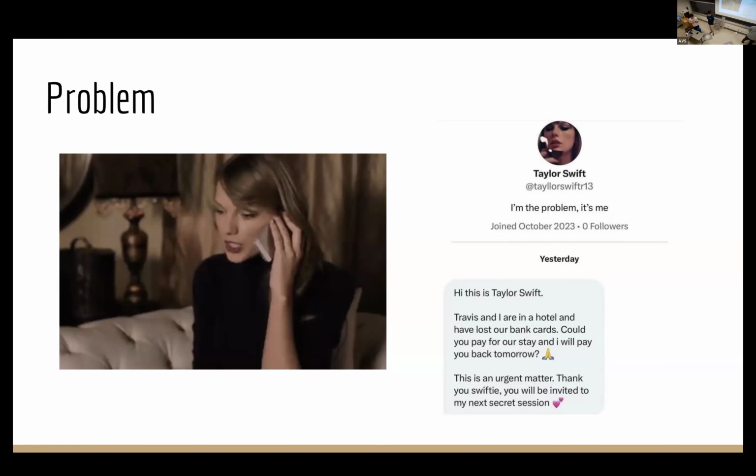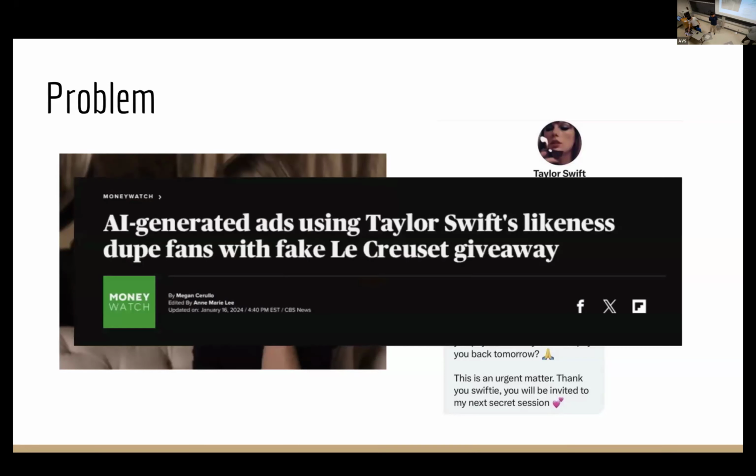You might think this scenario is quite ridiculous. Who will actually fall for this scam? But last week, there was actually a scam, an AI generated ad that used Taylor Swift's voice to scam people with shipping fees. So this is actually quite common. As our technology advances, more people want to exploit this.